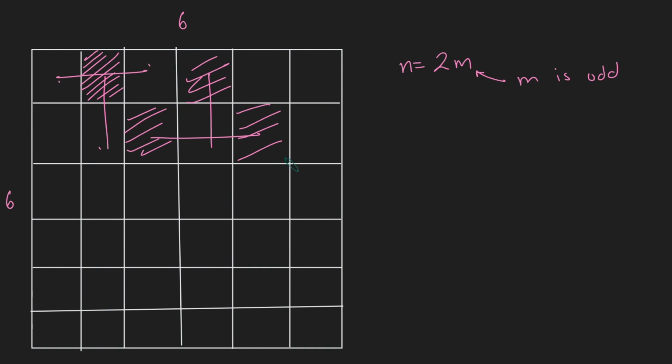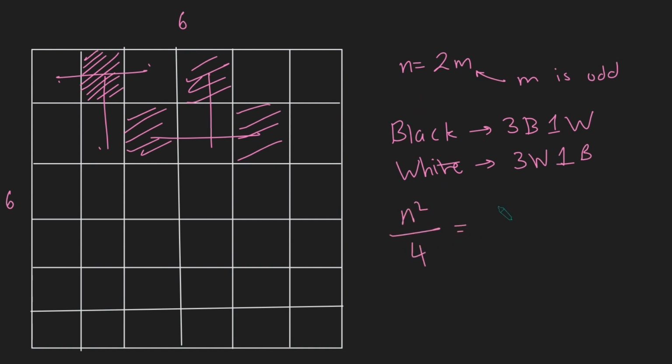Okay, cool. So now what we can do is call a tetromino black if it occupies 3 black squares and 1 white square, and we'll call it white if it occupies 3 white squares and 1 black square. And so we know the total number of black tetrominos plus the total number of white tetrominos must equal n squared divided by 4. And n squared divided by 4 is just 2m squared divided by 4, which is 4m squared divided by 4, which is m squared.